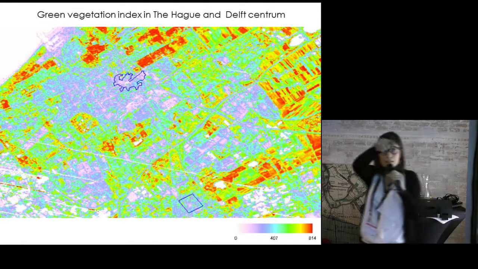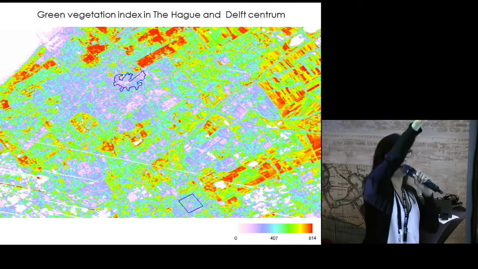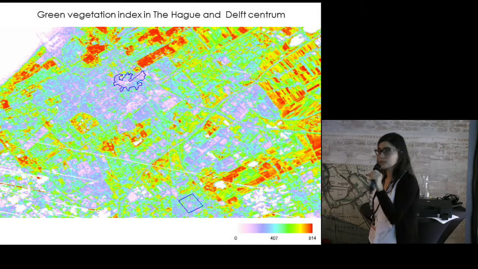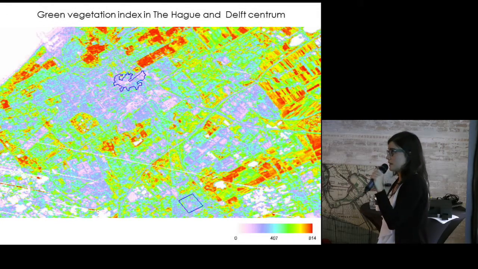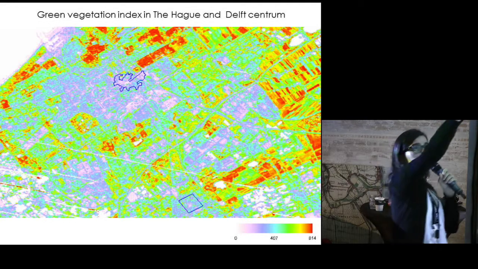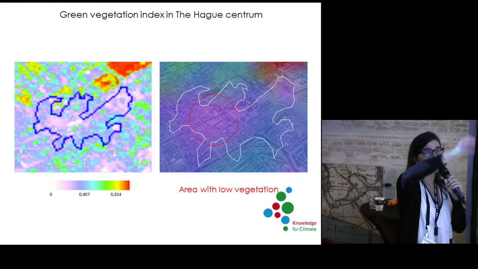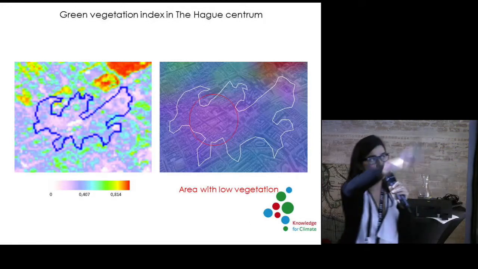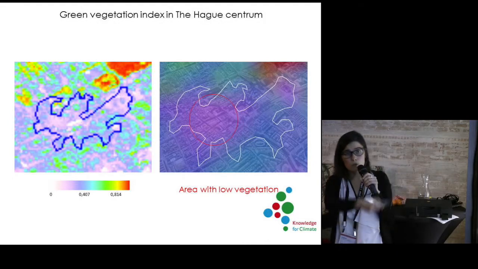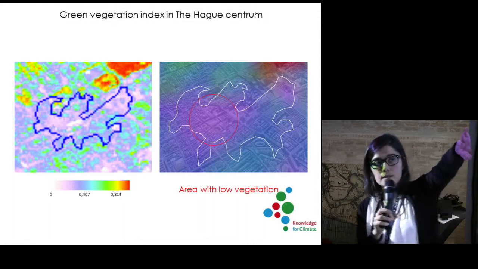We also have identified in the city center of The Hague the green vegetation index. The area in blue is the one that had a higher ground flux, the area that was trapping the largest amount of energy during the day. And we see that part of it, probably here, has a lower vegetation index than the other part. When we zoom in and overlap it with the Google Earth imagery, we can focus on this area.